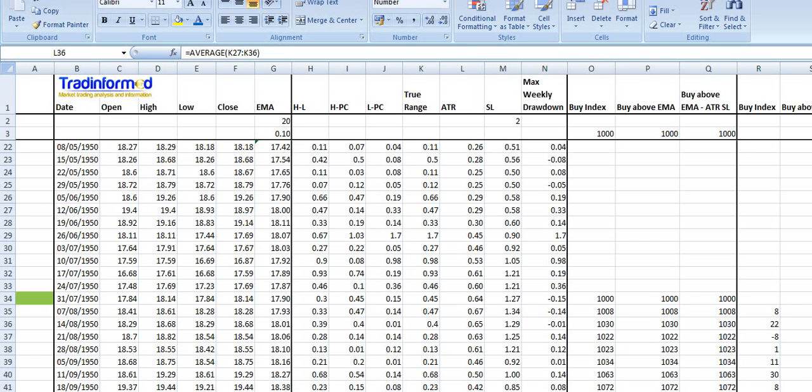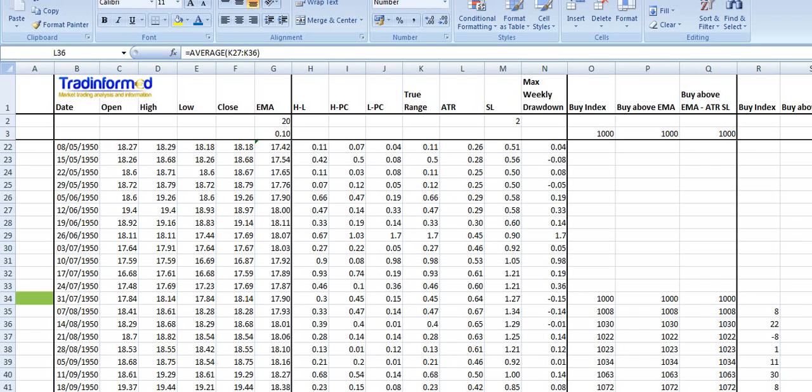Welcome to this video on how to calculate and use the MACD indicator in Microsoft Excel. The spreadsheet that I'm showing on the screen is the spreadsheet from my previous video on how to use Excel to backtest a trading strategy using an ATR stop loss.